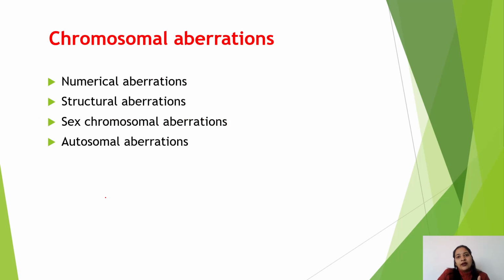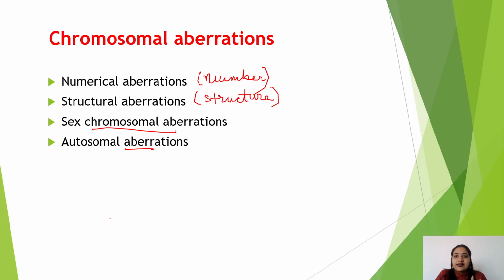So starting with chromosomal aberrations, there are two types of aberrations, numerical and structural, right? Numerical means aberrations in the numbers of the chromosomes and structural means errors in the structure of the chromosome. Now, it depends whether these numerical or structural errors are in the autosomes. If they are in the autosomes, they are known as autosomal aberrations. If they are in the sex chromosomes, that is chromosome X or Y, then they are known as sex chromosomal aberrations. I will be explaining it very nicely here, so please be attentive for the next 10 minutes, right?